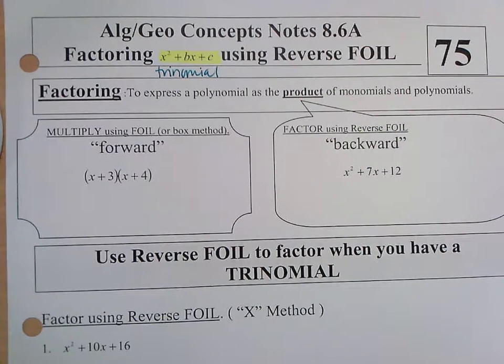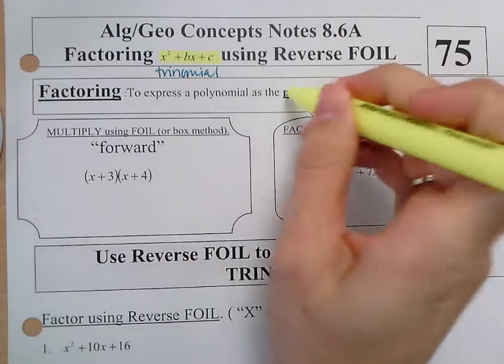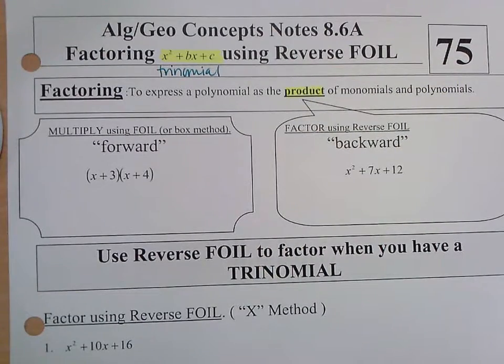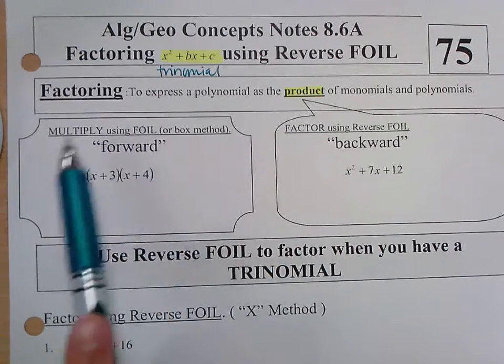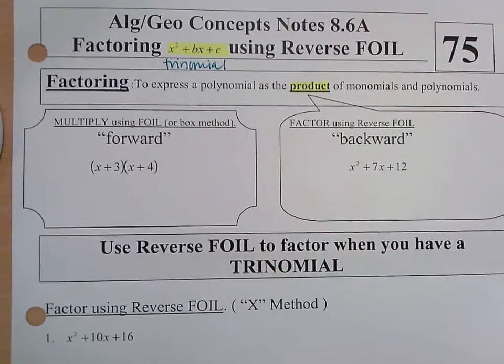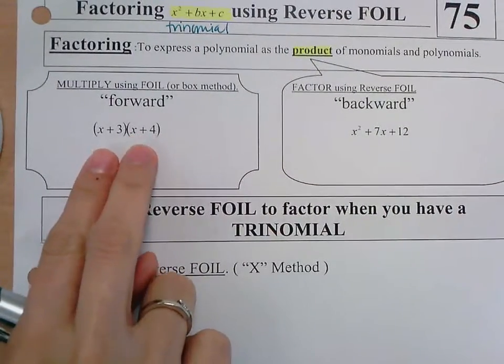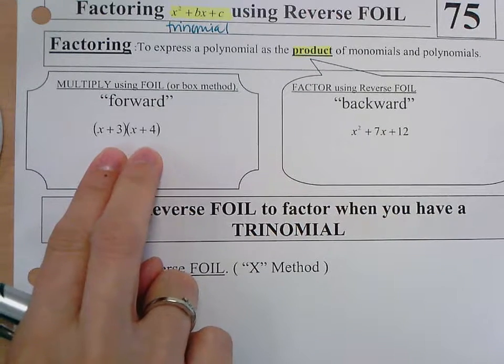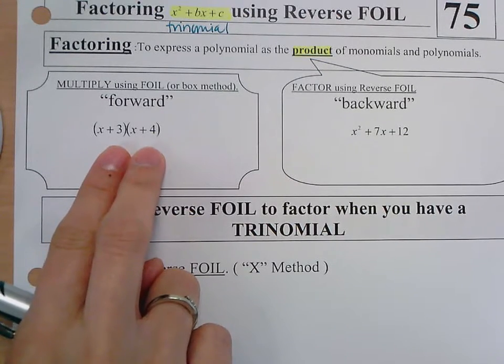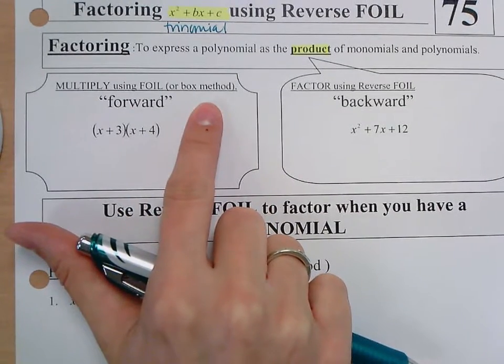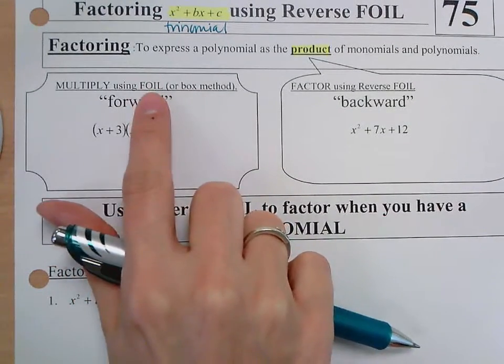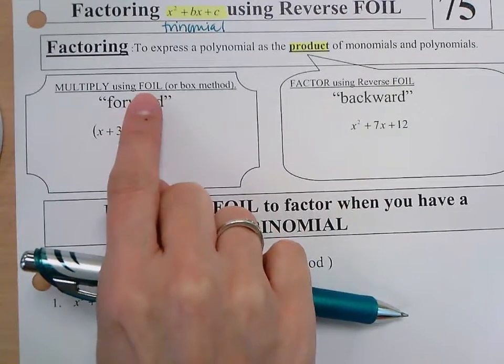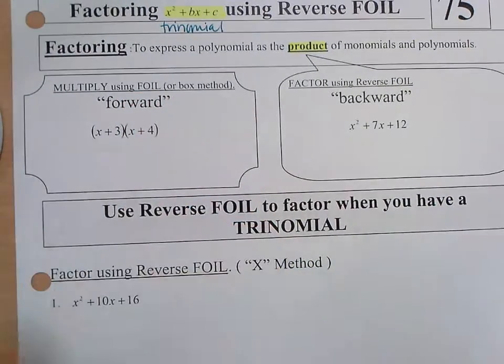So again, factoring is expressing a polynomial as a product, so as two things multiplied, product of monomials and polynomials. So I have here the forward version and then the backward version. I showed this the first day when we did factoring using a GCF. If I were to multiply these two binomials, you multiply these by using FOIL, or some of you use the box method. So when we multiply going forward, we use FOIL, or like I said, if you use the box method, you could do that as well.